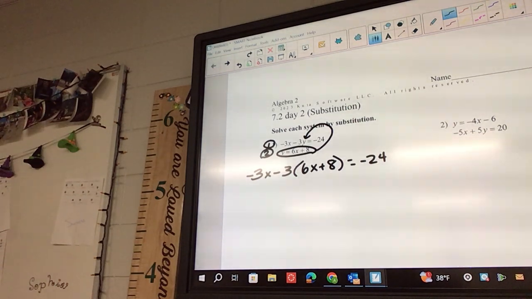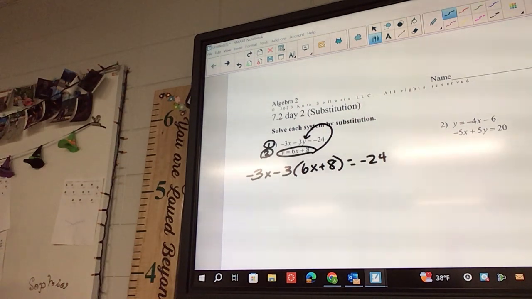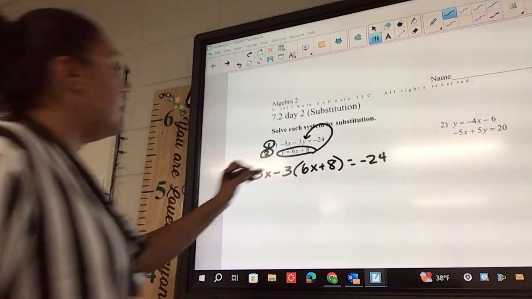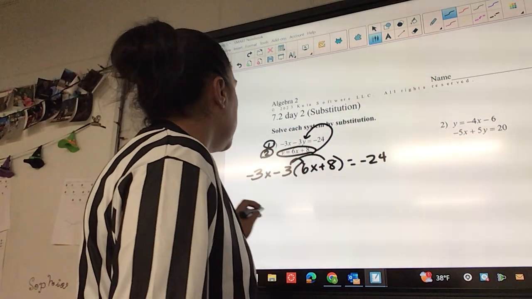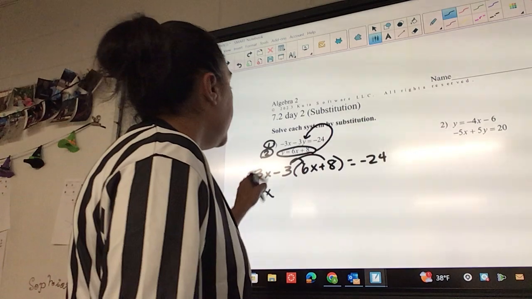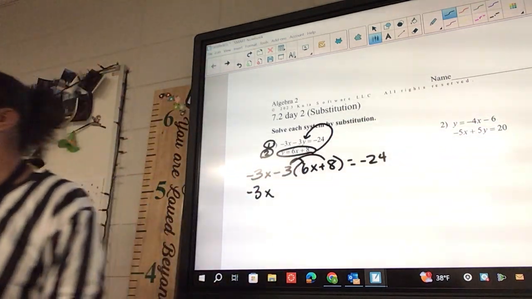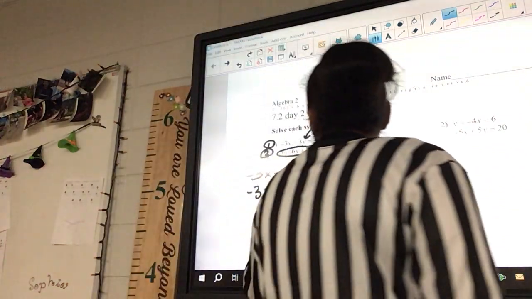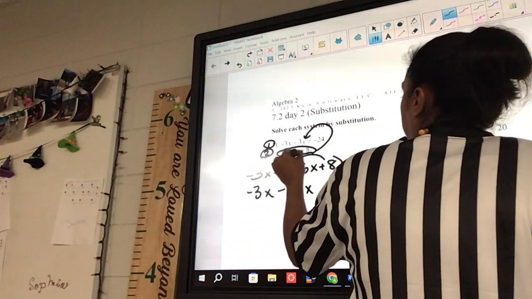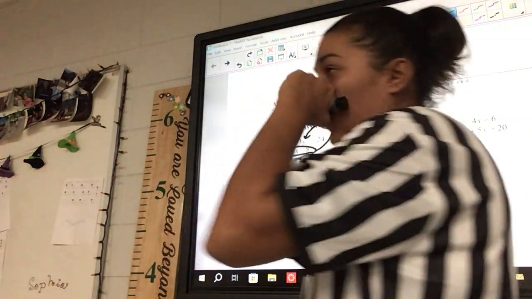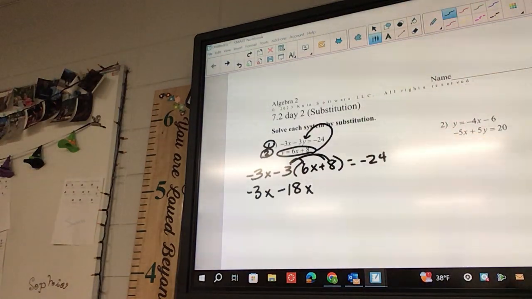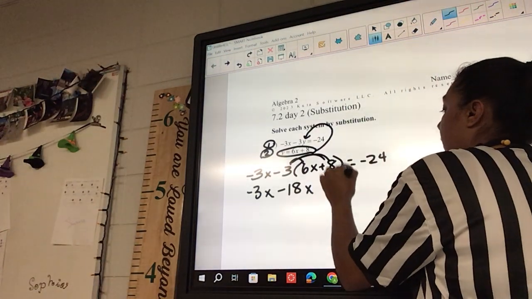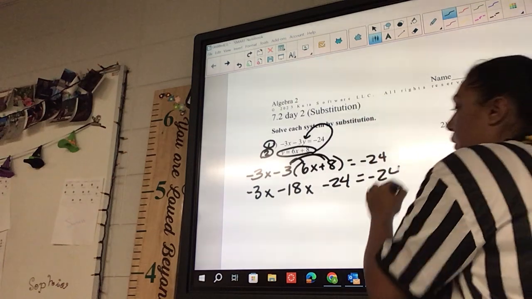Okay, and after this, we kind of just start running through the steps. What needs done next? Distribute. Okay, so negative 3 times 6 and negative 3 times 8. What is negative 3 times 6? Negative 18x. Negative 3 times 8. Negative 24 equals negative 24.